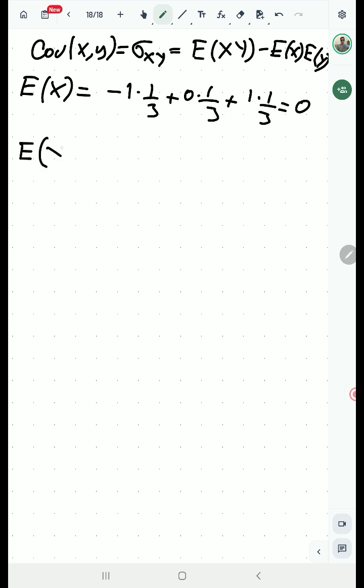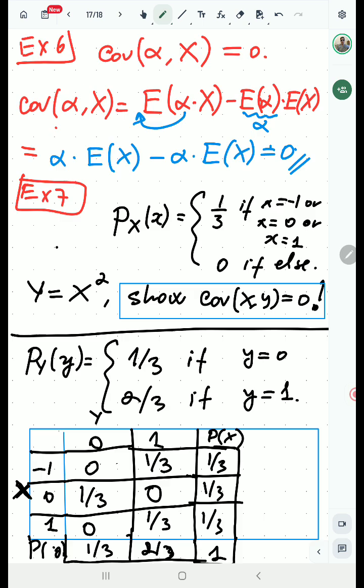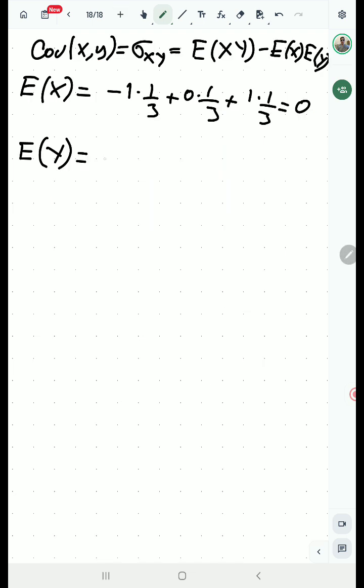Let's look at the expectation of y. Y receives 0 with probability 1 over 3 and receives 1 with probability 2 over 3, isn't it? So it's 0 times 1 over 3 plus 1 times 2 over 3. And the result is 2 over 3.